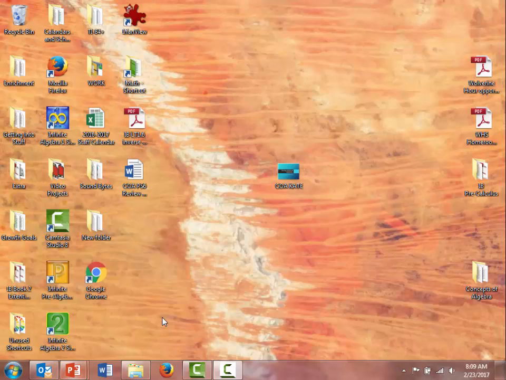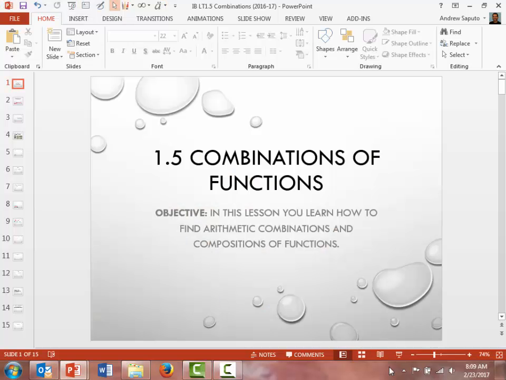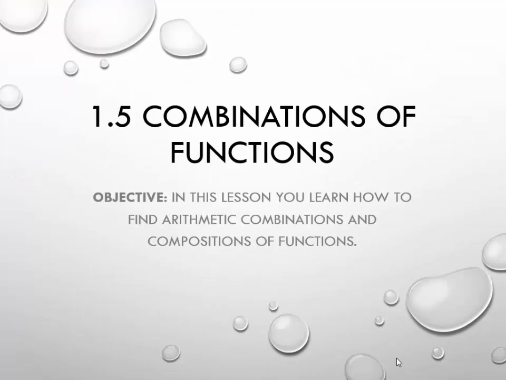All right. So we're going to do composition of functions or combination of functions. And then we are also going to move on to inverse functions.